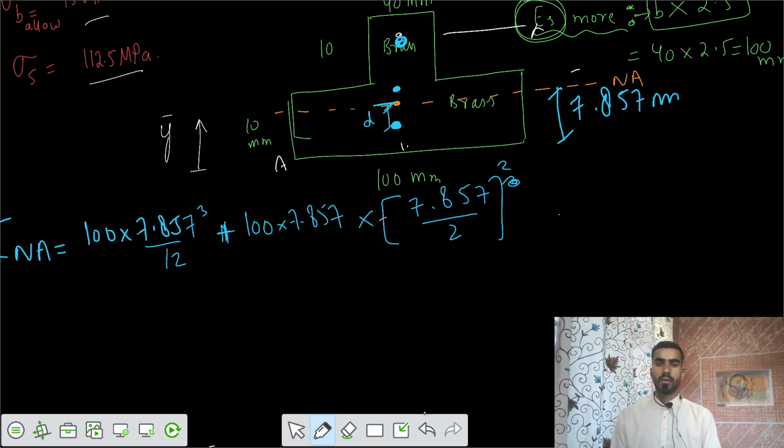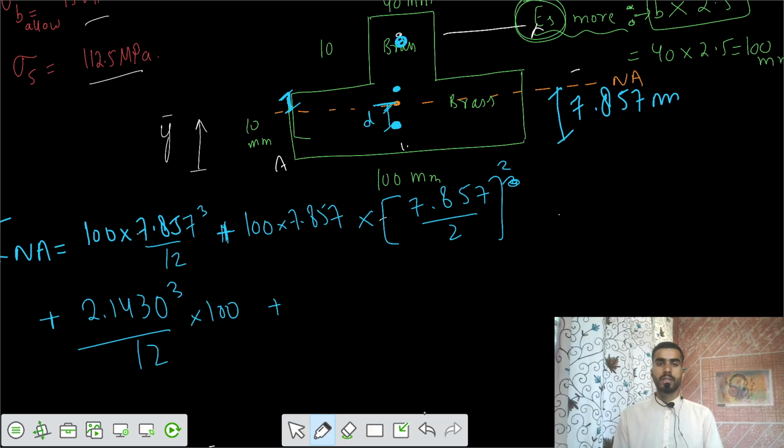Now we have to consider the top side. So we have a small depth of 10 minus 7.857. Let's calculate that: 10 minus 7.857 is 2.1430. So 2.1430, and b d cube by 12.